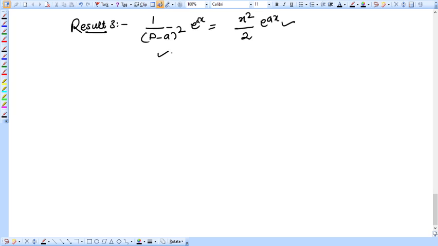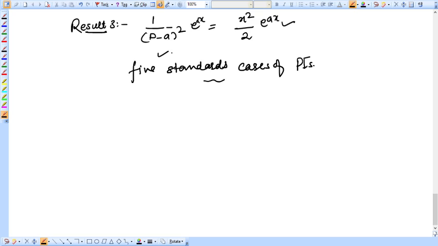Now we are going to discuss 5 standard cases of particular integral. If we want to find a particular integral, it is not a very easy task, so we will be dealing with it case by case.